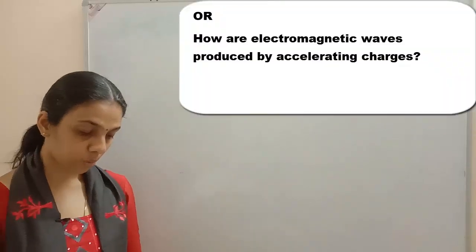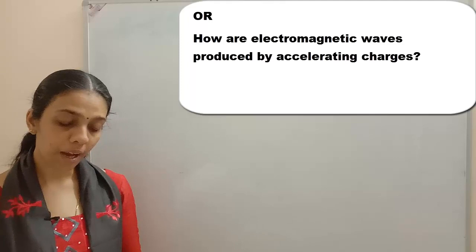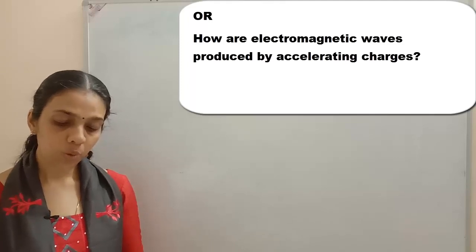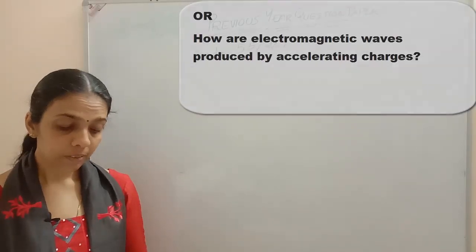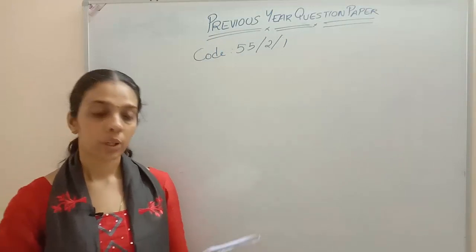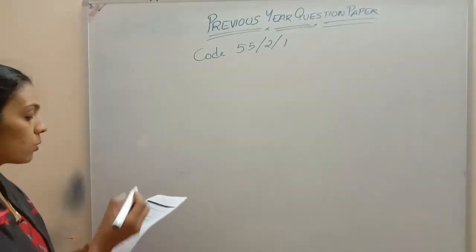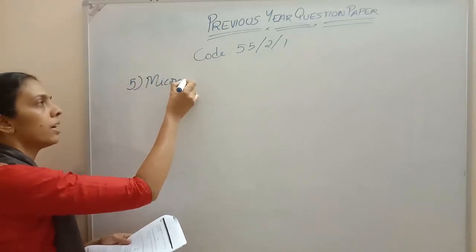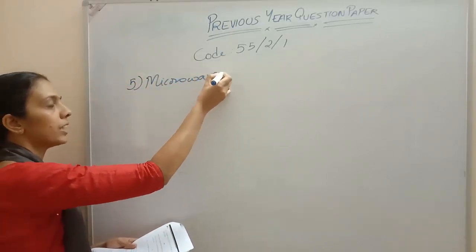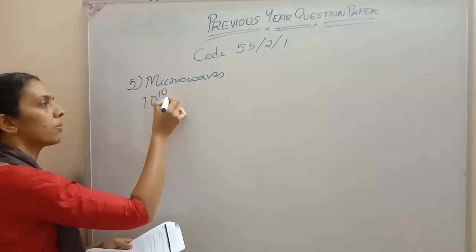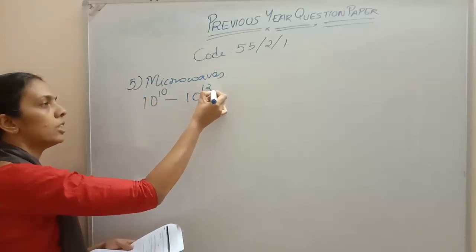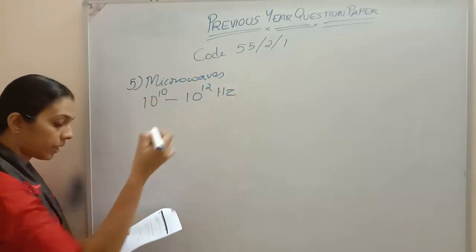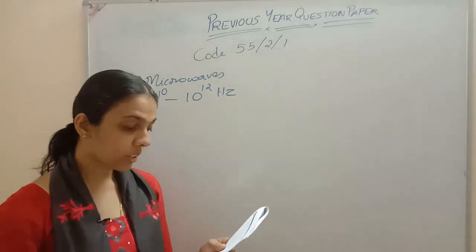Fifth question: which part of the electromagnetic spectrum is used in radar? Give its frequency range. In radar, microwaves are used, and the frequency range is from 10 to the power 10 to 10 to the power 12 hertz. Next is an OR question.